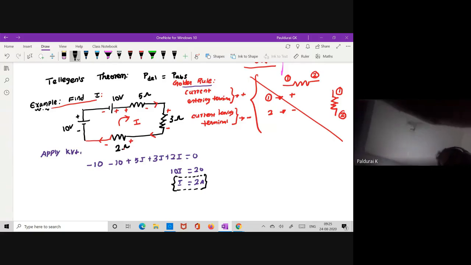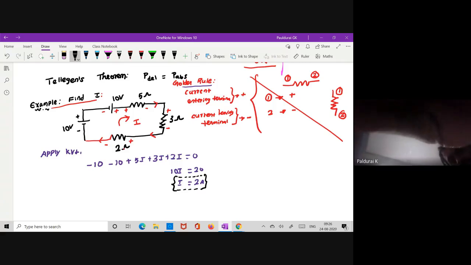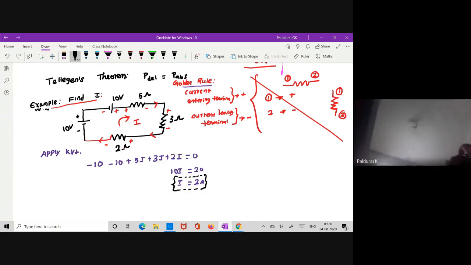Now take this. So my conclusion: consider current entering terminal as positive and current leaving terminal as negative for resistors. So the current direction you assume, always go with clockwise direction. Okay, that's the best practice. So have you taken this? Yes, sir.